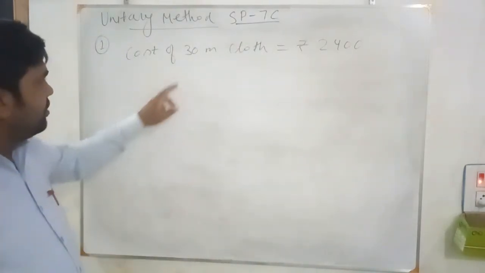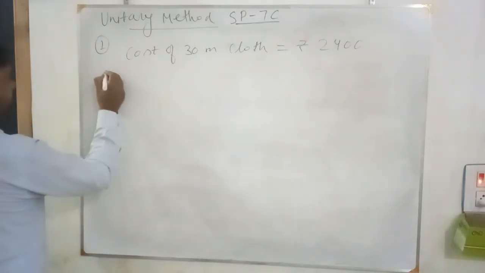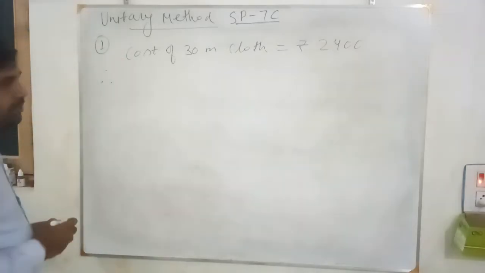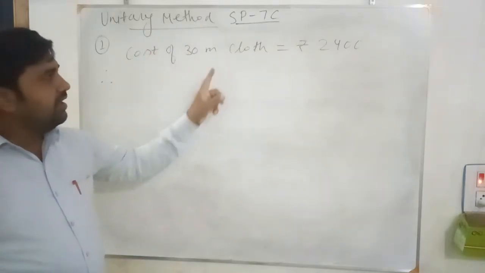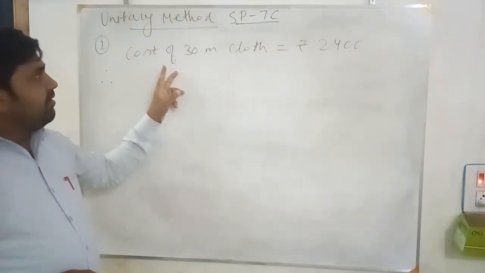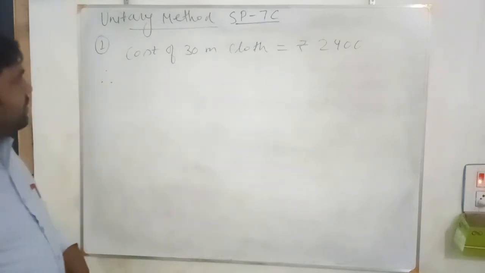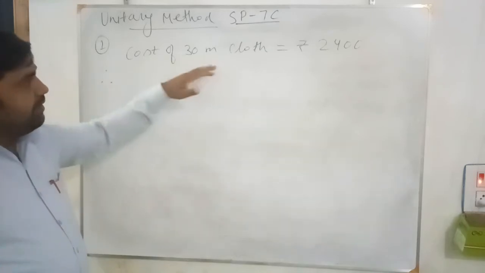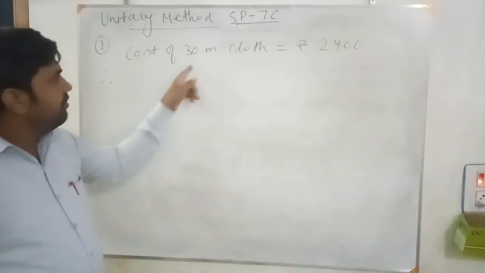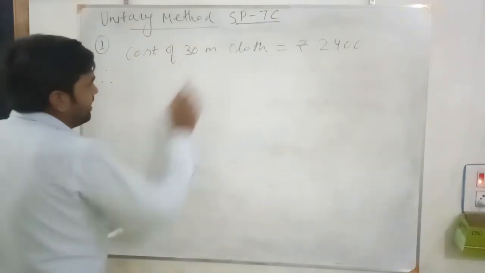First we find the cost of 1 meter cloth, then we will find the cost of 50 meter cloth. Therefore, in the unitary method, we always find for one unit, for one thing. Then after that we can find the cost for more than one item. Unitary means find for one. So for 1 meter first we find.